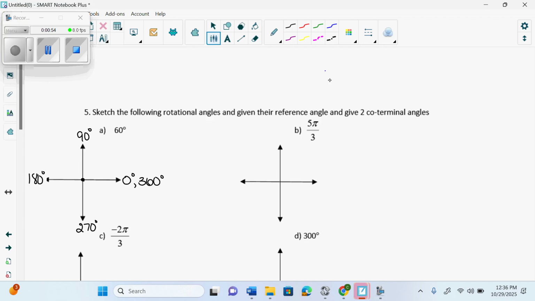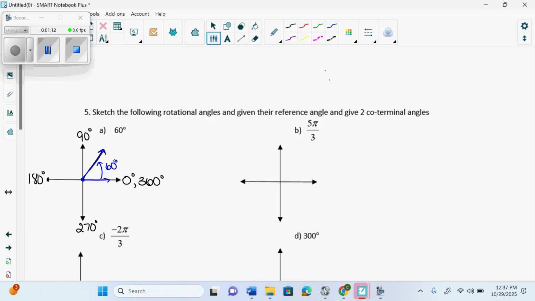Okay. So we rotate around the center. We put our initial arm. Our terminal is at 60. And then I would put an arrow up to it to show that I'm going in that direction, correct? And I would put it 60 degrees.